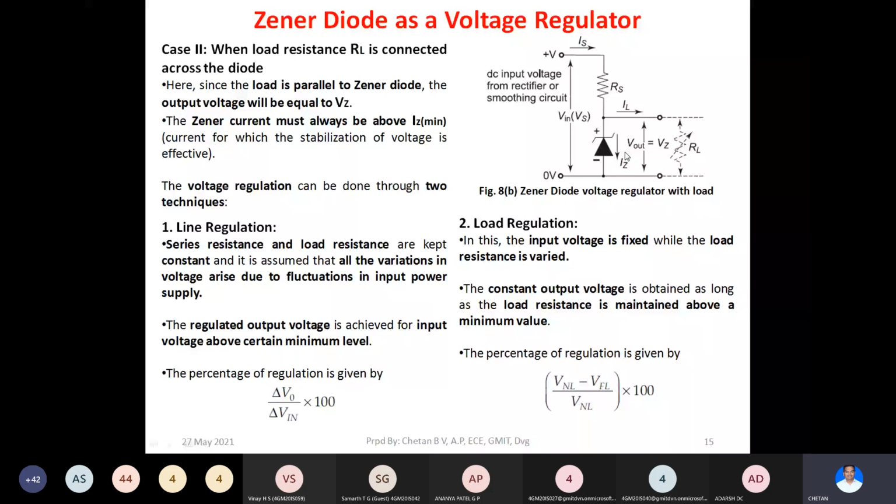Similarly, when RL decreases, what will happen is IL will be increased. As the resistance decreases, current can flow in a larger quantity. Therefore, IL will increase, but the value of Is cannot increase. It is constant. Hence, Iz will be decreased by equal proportions to maintain the sum of Is equals IL plus Iz. Like this, load regulation will be performed.